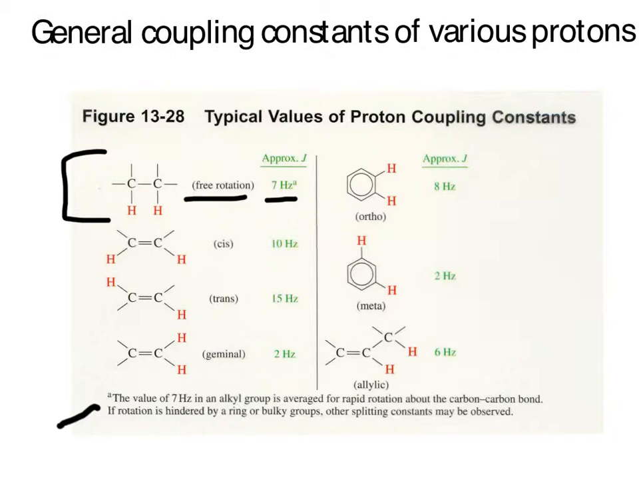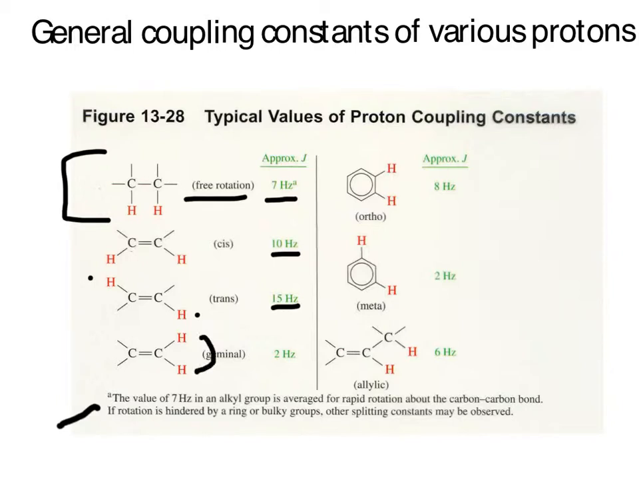When you start looking at hydrogens on an alkene, this is where we get a lot of information. If we're talking about a cis double bond, the coupling constant is around 10 hertz. If it's trans, then that's a coupling constant of 15 hertz. So you can very easily differentiate a cis from a trans double bond by proton NMR.